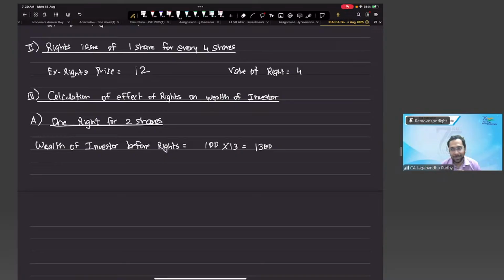Now, of course, how many right shares will be offered to him? Since it is 1 for every 2, it will be 100 divided by 2, which is 50 rights, 50.